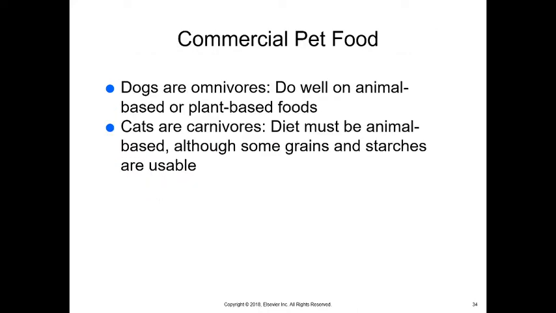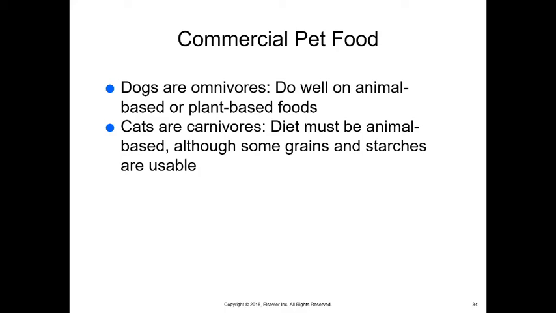So let's talk about commercial pet food. Dogs are omnivores. You have seen a commercial, I'm not going to say who it's by, but they state clearly that your dog is a carnivore. That is not true. Dogs are omnivores. They can do well on both an animal meat-based or plant-based food.